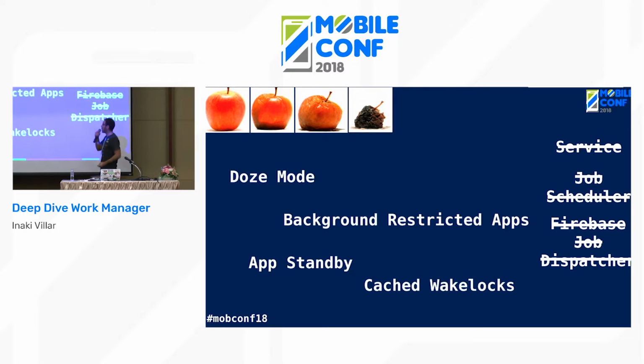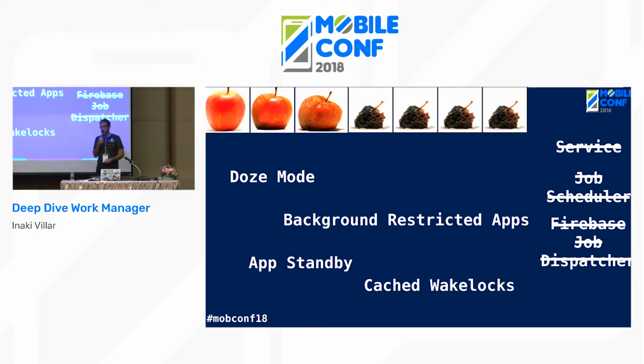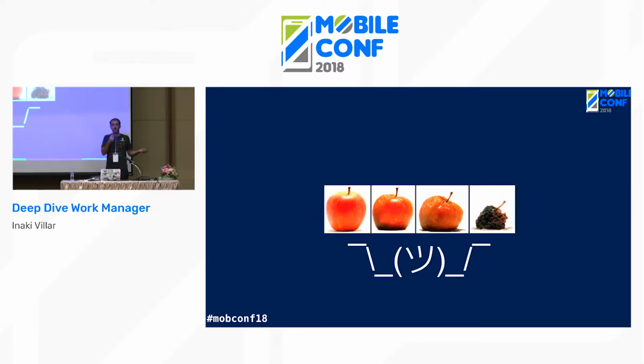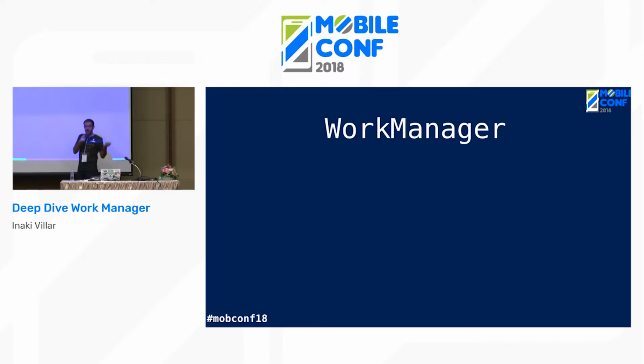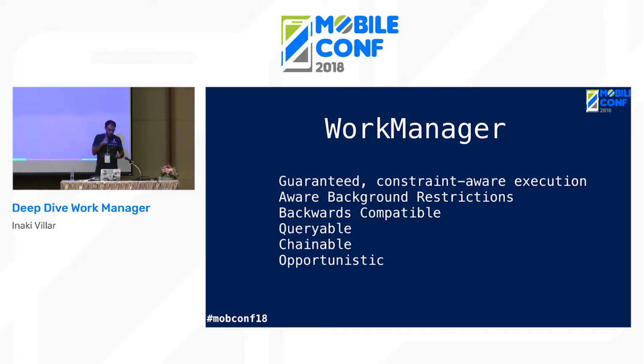But besides that, I have more things: the doze mode, the background restriction apps, the app standby, the cache wake locks. So these are the things that are put together and have some kind of this situation where I still don't know what to do when I want to execute a simple background task, right? And being compatible. And that's why Google released Work Manager, and, being from Agoda, you always have to think which problem this thing is solving, right? It's not like, hey, I'm very cool, I have this library. So Work Manager actually solves a lot of problems that we have seen before.